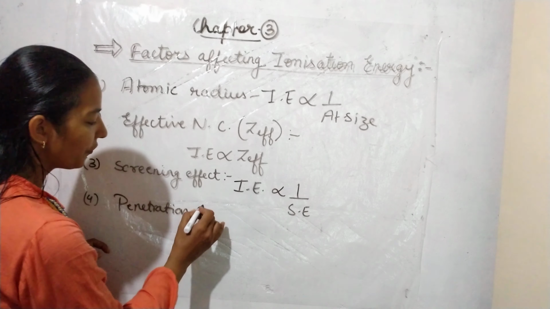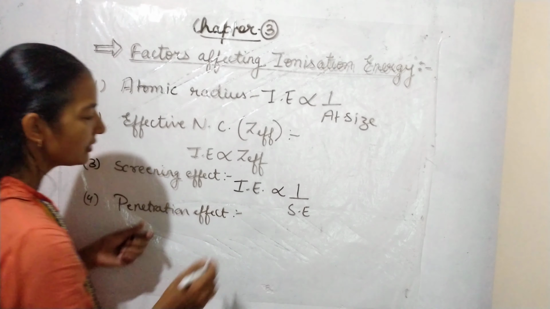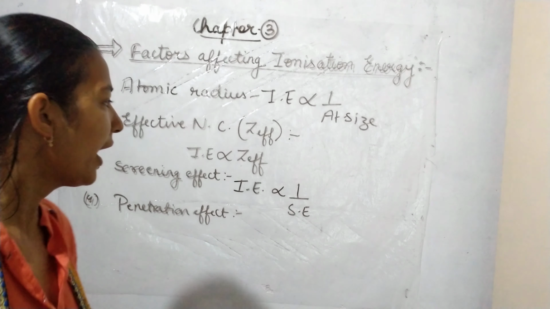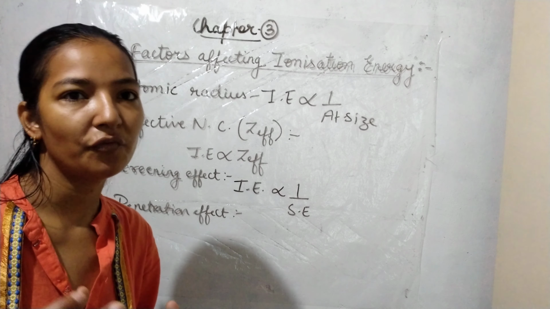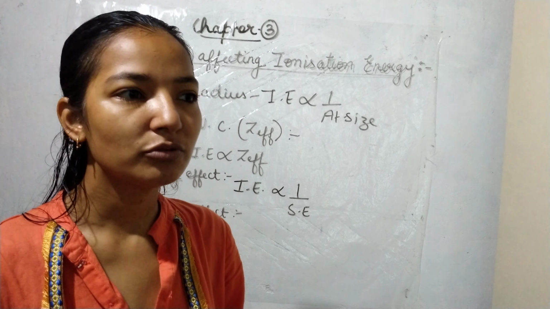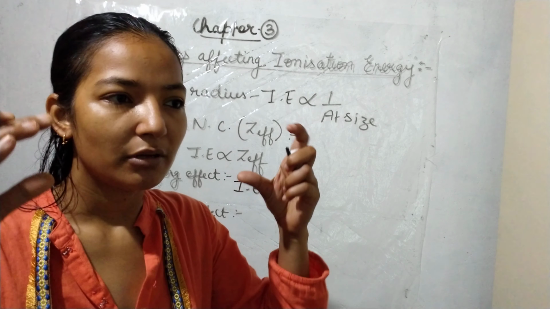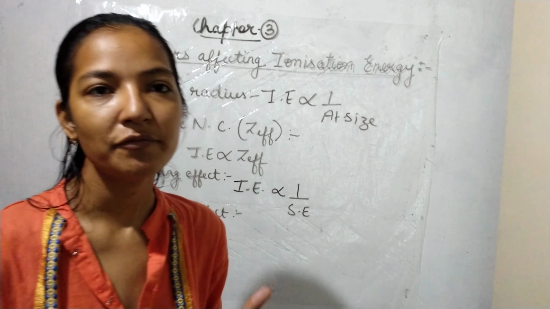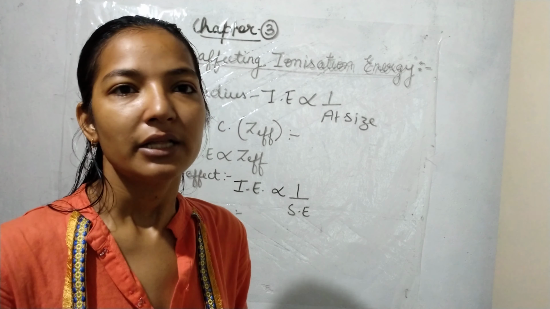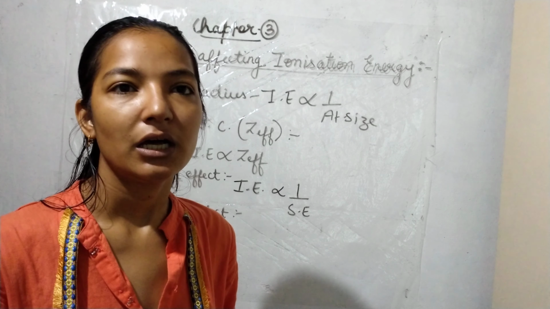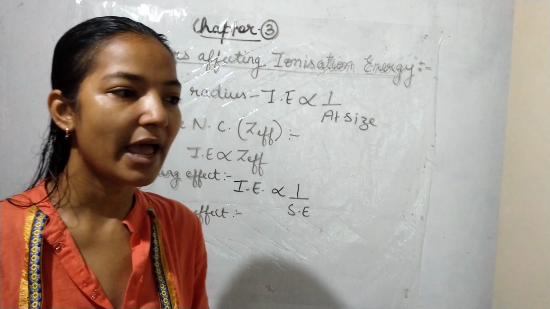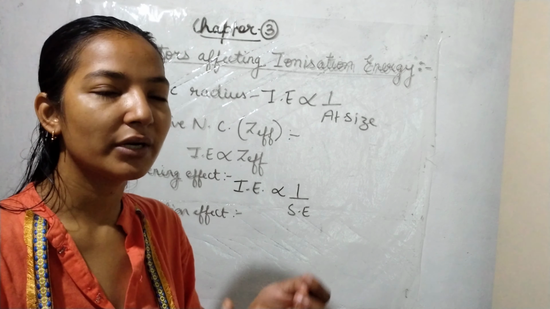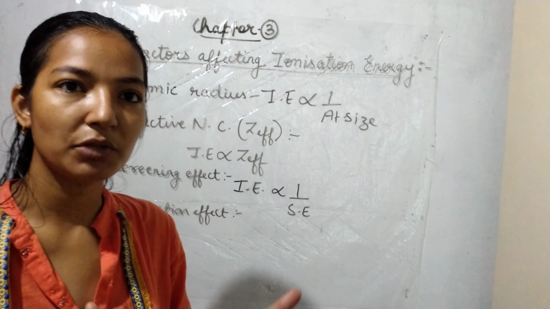Fourth one more is there, that is called penetration effect. What is penetration effect? Penetration effect is related to the shielding effect. It means what amount of attraction force is applied by the nucleus on the outermost electron, in the presence of SPDF subshells. If F subshell is there, then the penetration effect will be lesser. Why is it? Because the F orbital has a poor shielding effect. That's why the nucleus will be able to attract the electrons from the outermost shell.